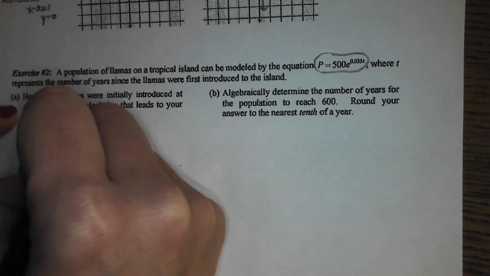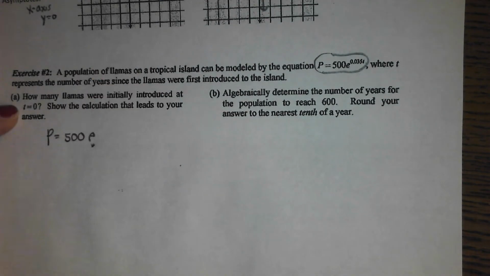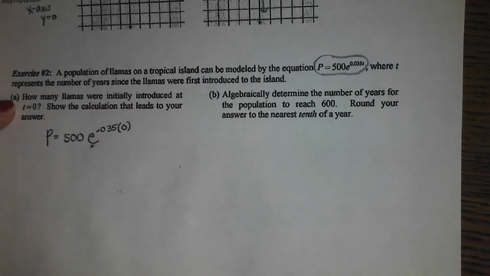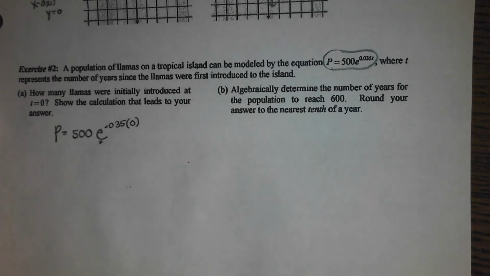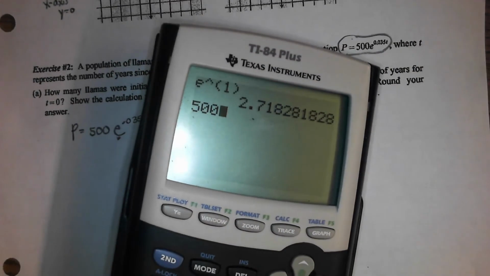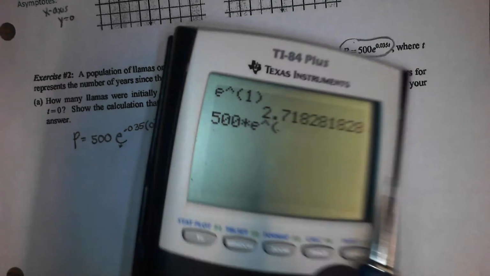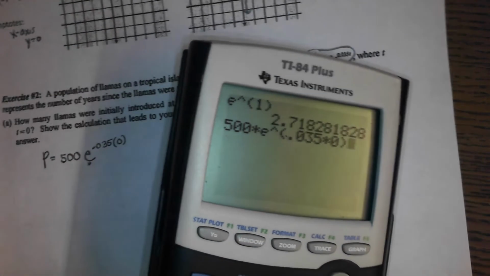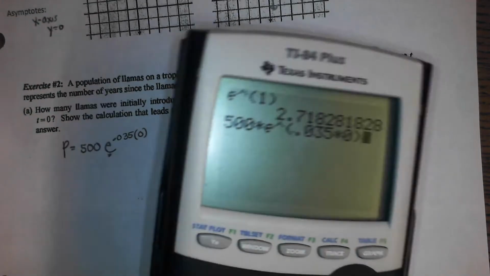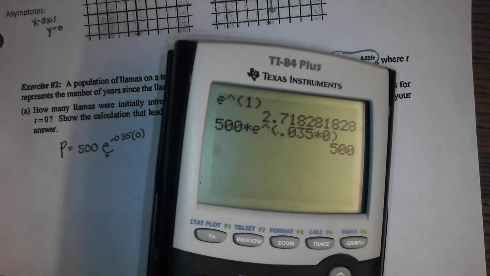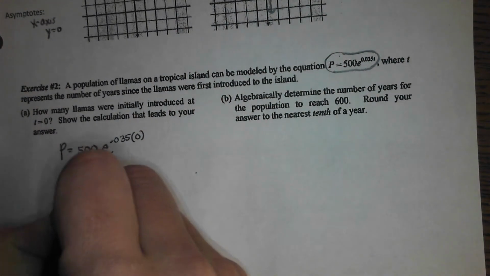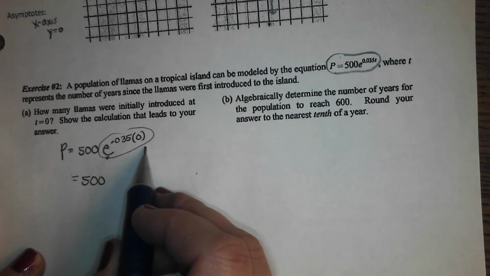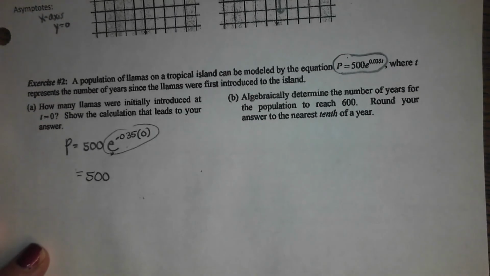So all we would do is plug in a T of 0 into our calculator and solve. If you type in 500 times e to the 0.035 times 0 power. Does anyone know what you're going to get? Nope. 500. The reason we get 500 is because this is just e to the 0 power, correct? Anything to the 0 power is 1. 500 times 1 is 500. Okay?